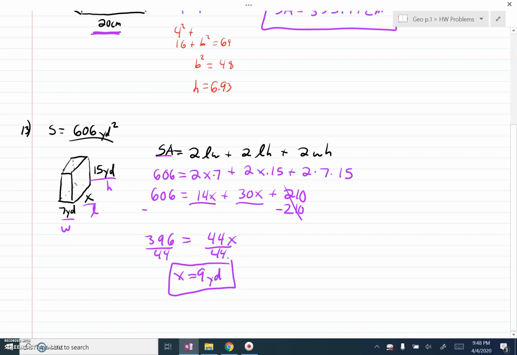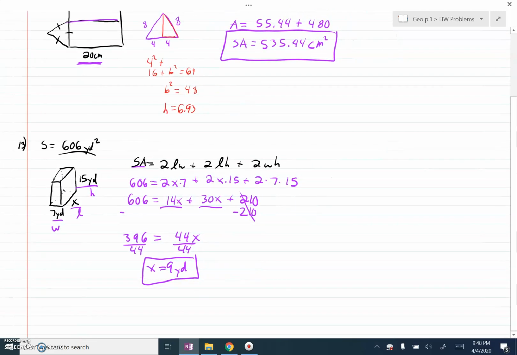Okay, again, those are two of the harder problems. If you have other questions that come up, let me know, but hopefully that makes sense on how to do those two questions.